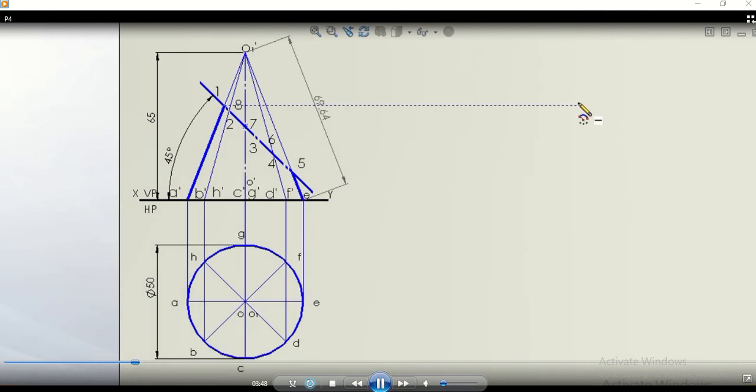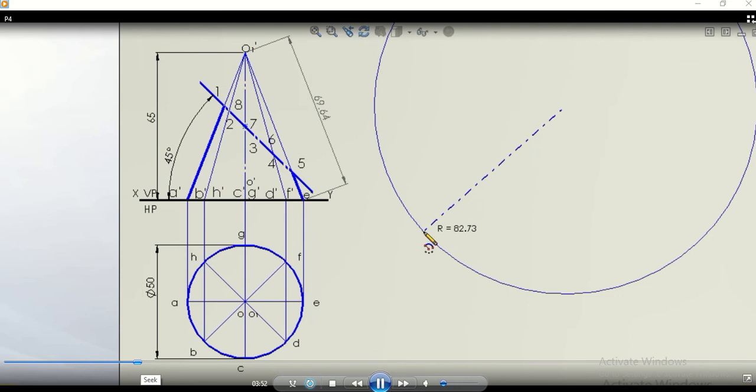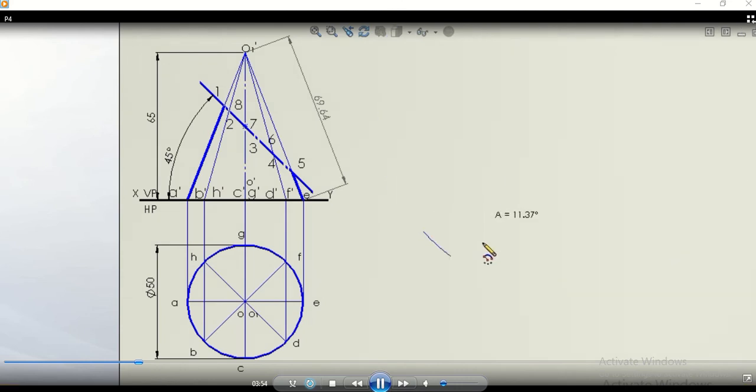So now, since it's a radial line method, first you need to draw an arc taking a radius. That radius should be equal to what? The slant edge length. Here the height of the cone is 65 millimeter, but we should not take that length. We need to take this slant height. One of the end generators is around 70 millimeter, 69.64. You can round it off to 70 millimeter.